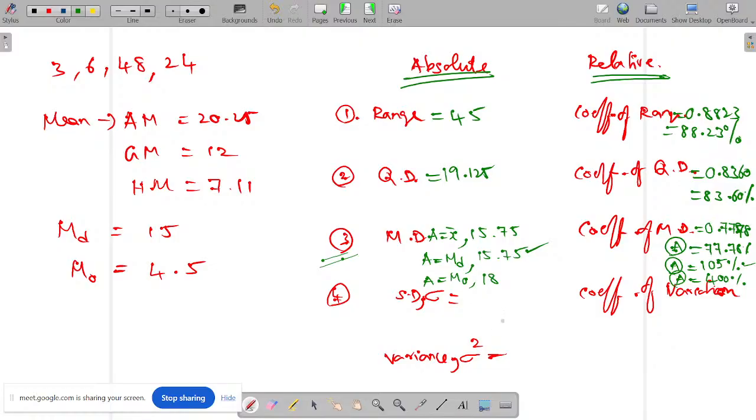What about sigma? Sigma is over. Are you doing it? 17 point. So variance. Coefficient of variation. Okay.